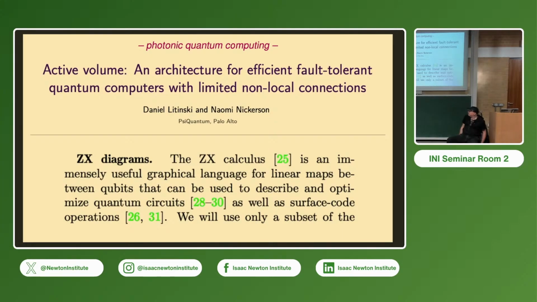And historically, Ross and I came up with this thing called the X-calculus when we were looking at a problem specifically in measurement-based quantum computing. So that's kind of the historical origin of the whole thing.